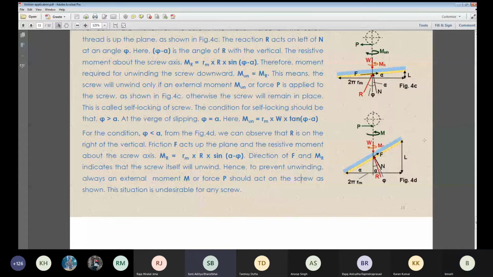But sir, the external movement direction is reversed. You see figure 4C and 4D, the external movements are opposite in direction. So how can friction be in the same direction? Come on, it depends upon the R.